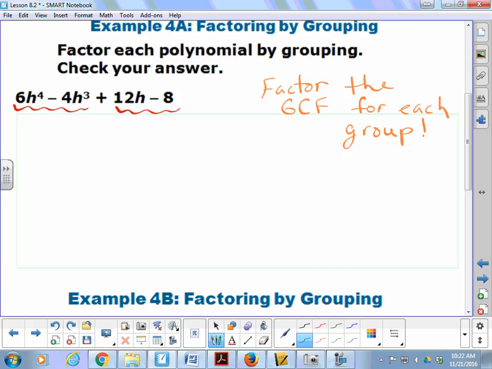So what do 6h to the fourth and negative 4h cubed have in common? If you have to write these out, that's fine, but let's see if we can do it without. 6 and 4, what do they have in common? 2. And these have h to the third power. So we have 2h to the third power.